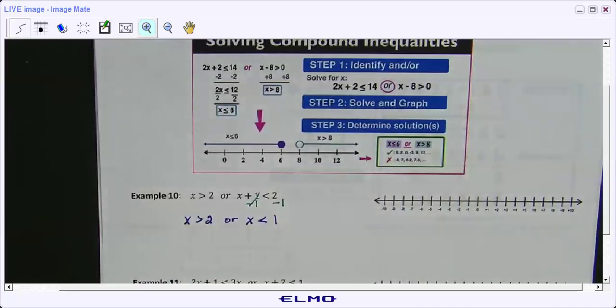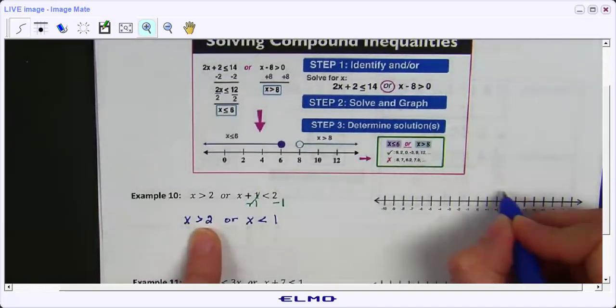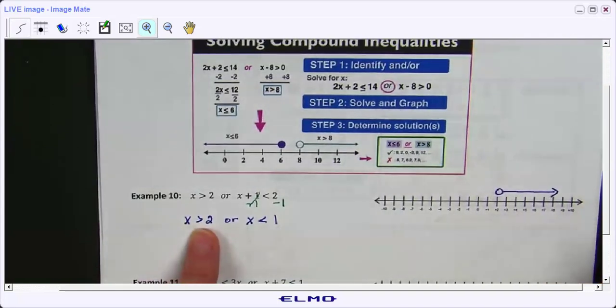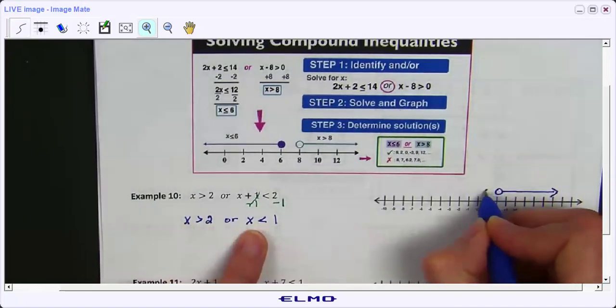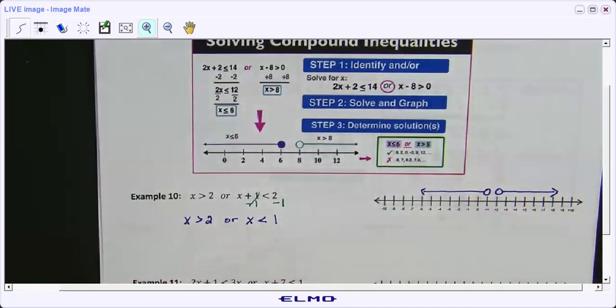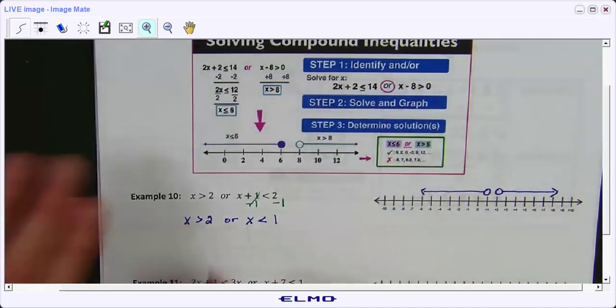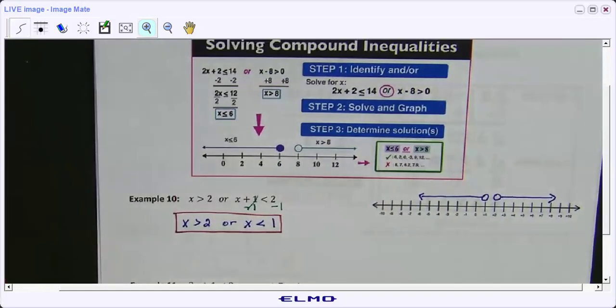So now we're going to go ahead and graph these. Now, when we do disjunctions, the lines typically are going in opposite directions. So be careful with this. So I'm going to have an open circle above 2. And x is greater. So I'm going to draw my arrow to the right. And then I have an open circle above 1. And x is less than. So I have an arrow going to the left. Okay.